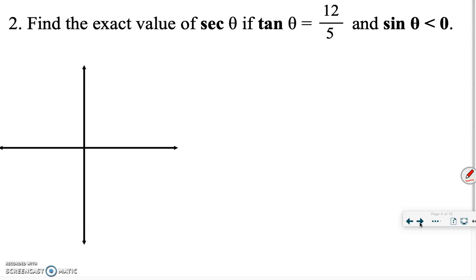Now the key here is to start with the fact that the tangent of theta is 12 fifths. For the moment, I don't care that it's 12 fifths. I just care that it's positive. So if we're considering that the tangent is positive, remembering that we've got that little trick of all students take classes working our way around, where it means that all three, sine, cosine, tangent, are all positive in the first quadrant, the sine is positive in the second quadrant, the tangent is positive in the third, and the cosine is positive in the fourth.